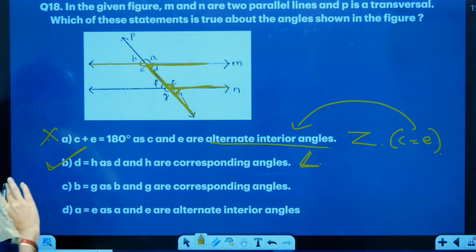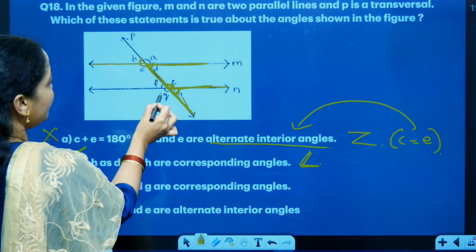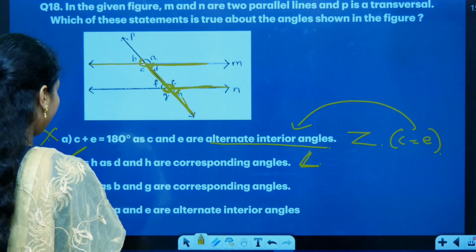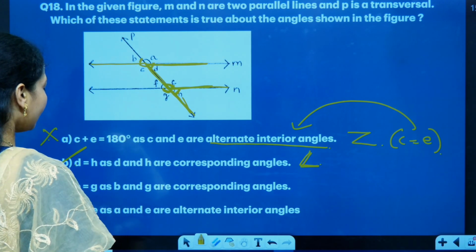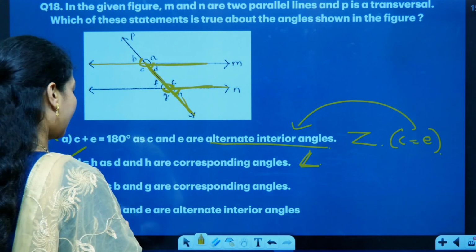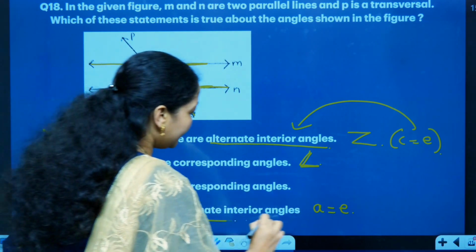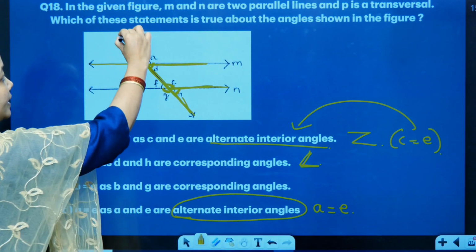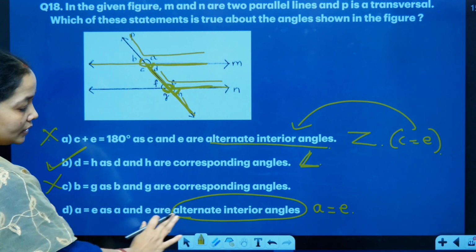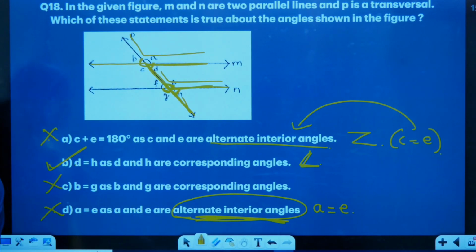Let us check the other two statements also. B is equal to G. B is here. G is here. B is not equal to G. That is not possible. They are not corresponding angles as well. A is equal to E. A is here and E is here. They are equal. Angle A will be equal to angle E, that is true, but alternate interior angle is not possible. See, A is also having an L shape like this, E is also an L shape, but they have told the reason is alternate interior angle, which will be false. Therefore, option B is the right answer.